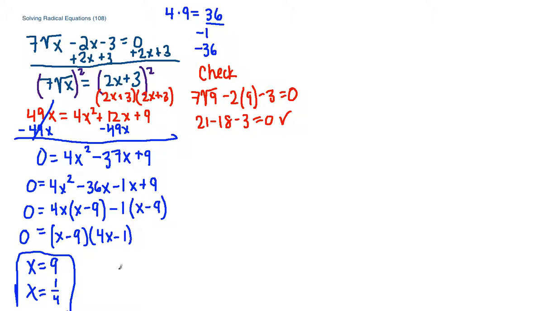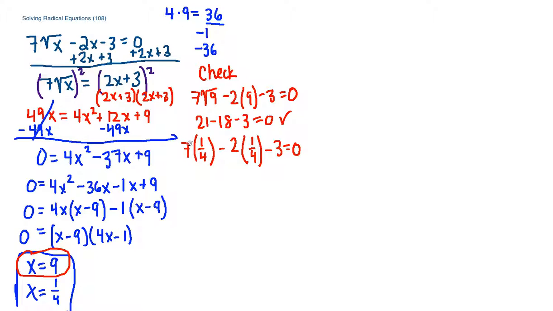Hey, that works out. So 9 is actually a valid answer. Sometimes we get extraneous answers that don't work. Then I could check 1/4. So I could say 7 times the square root of 1/4 minus 2 times 1/4 minus 3 equals 0. So let's see if that works.